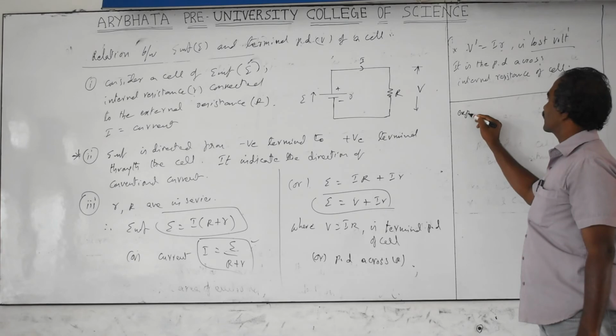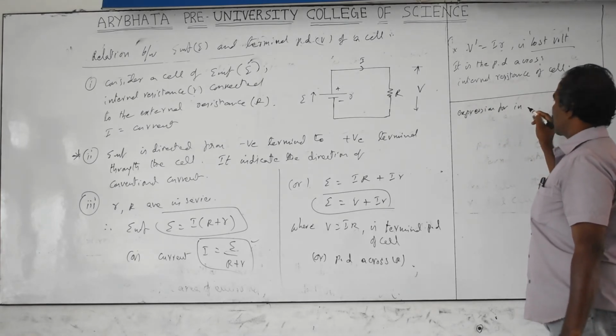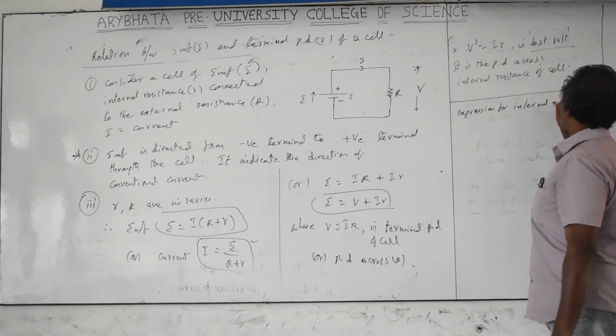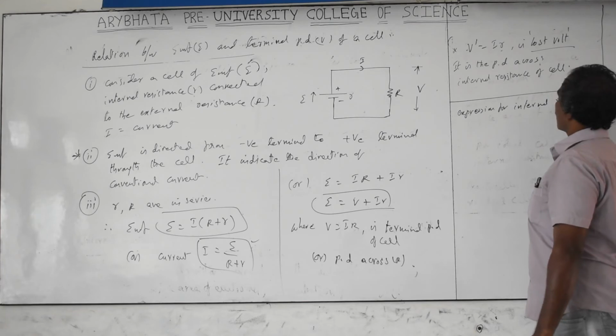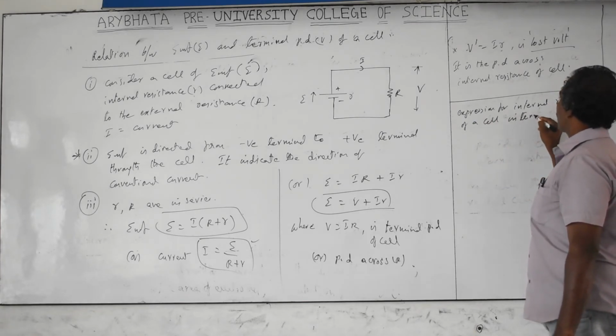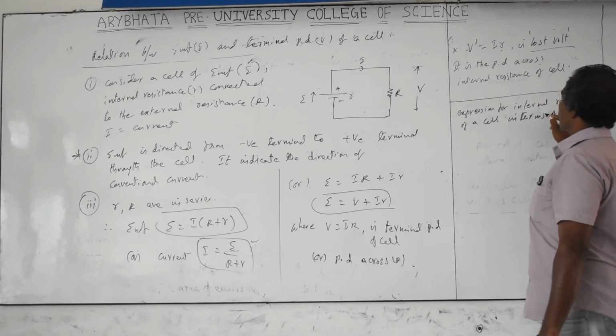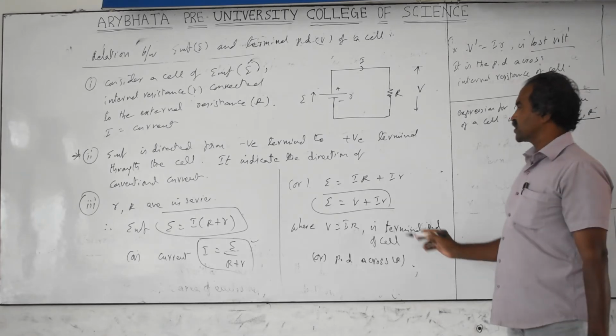Secondly, the expression for internal resistance of a cell in terms of EMF, V and external resistance. This relation we have to take now.